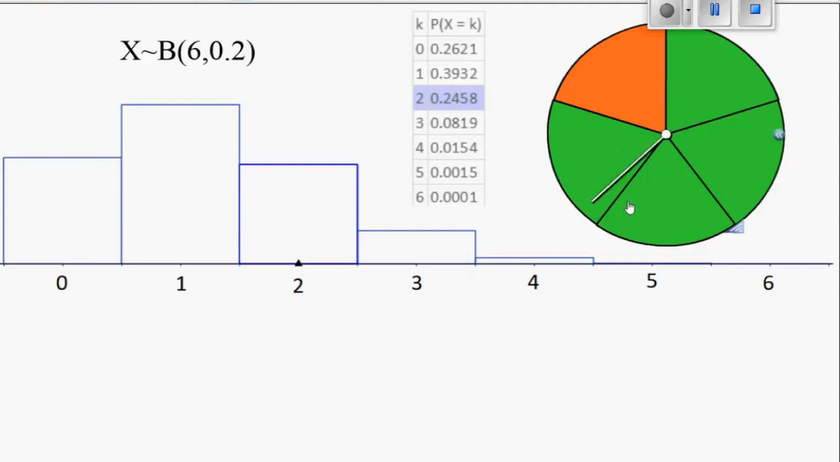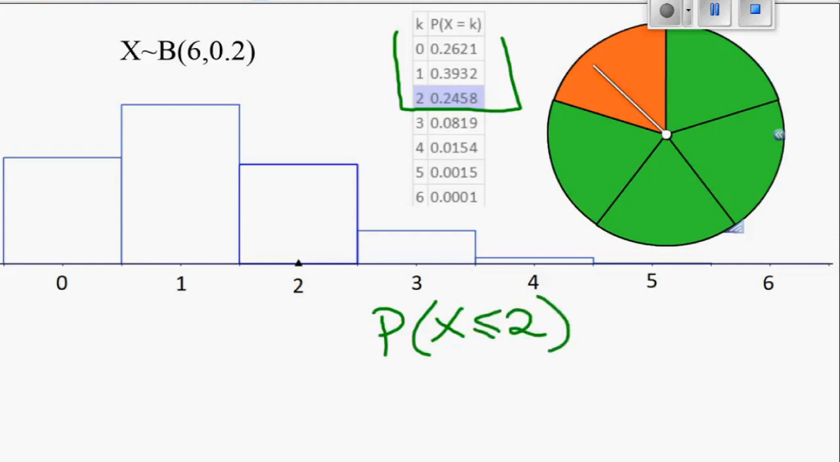Now, it might be the case that I want to find the probability of getting up to 2 successes. So I might be looking for 0 oranges, 1 orange, or 2 oranges out of my 6 spins. In that case, what I want to do is find all the probabilities from 0, 1, or 2 successes. And the question might say, find the probability that x is less than or equal to 2. Now, I could find the entire list of probabilities and add them up, but that's a lot of work. Fortunately, our calculator lets us do that.